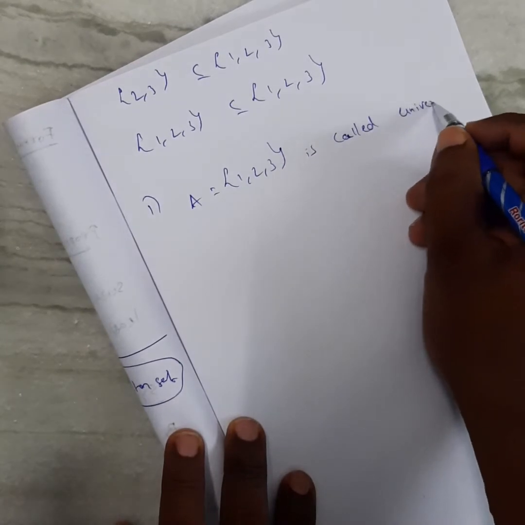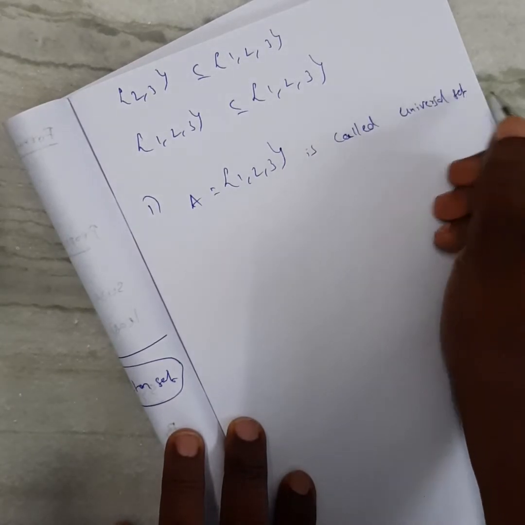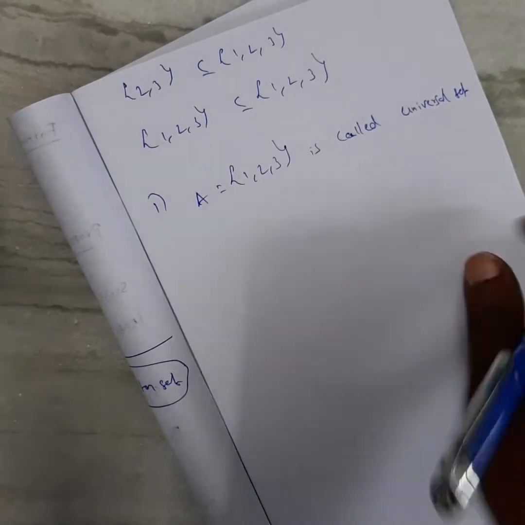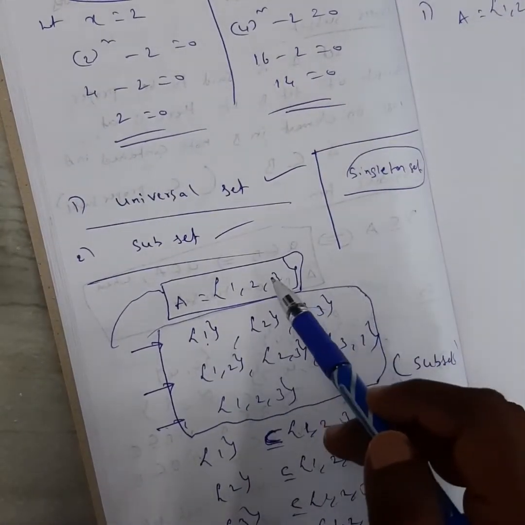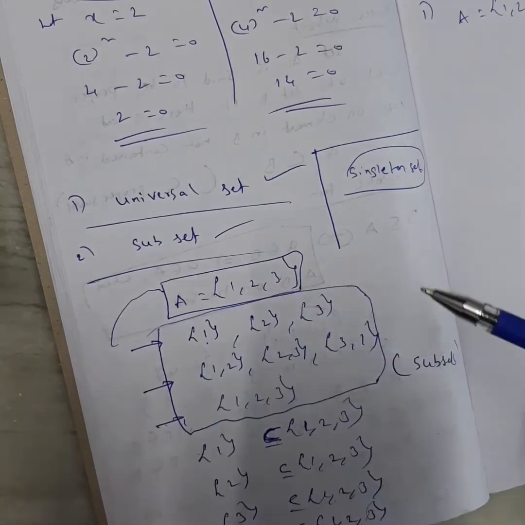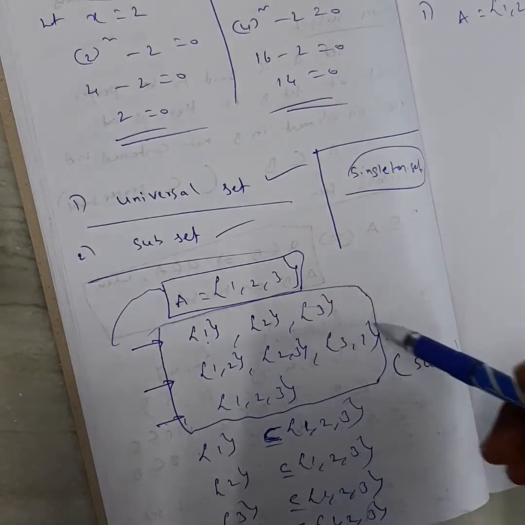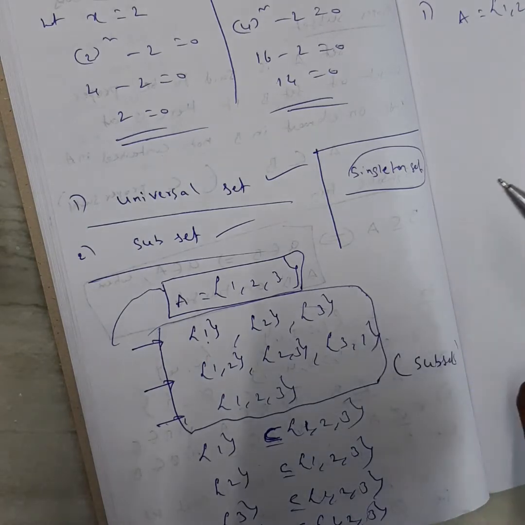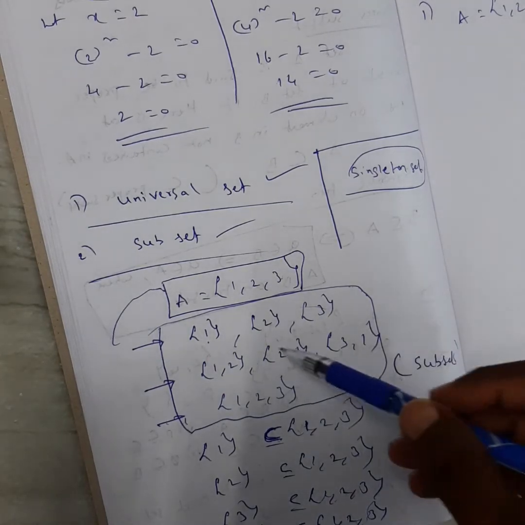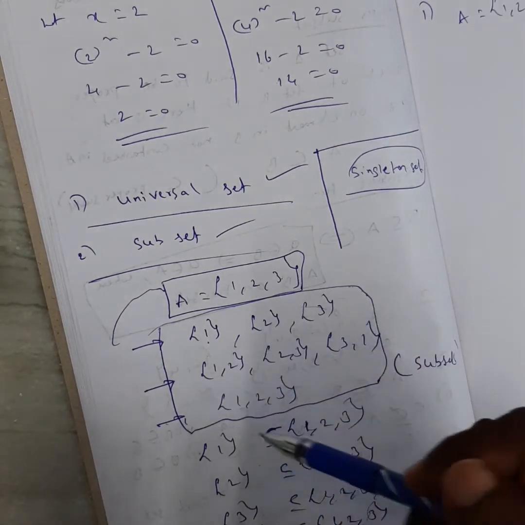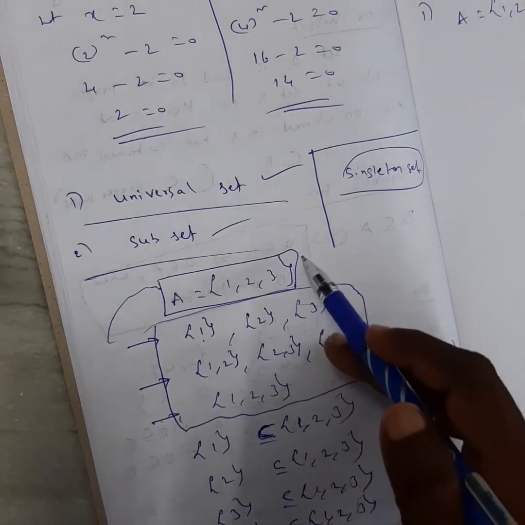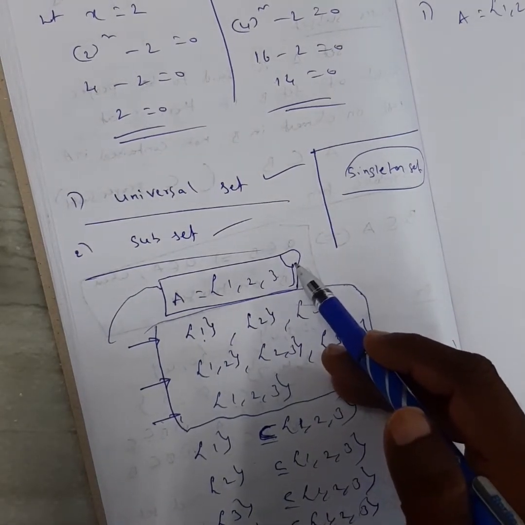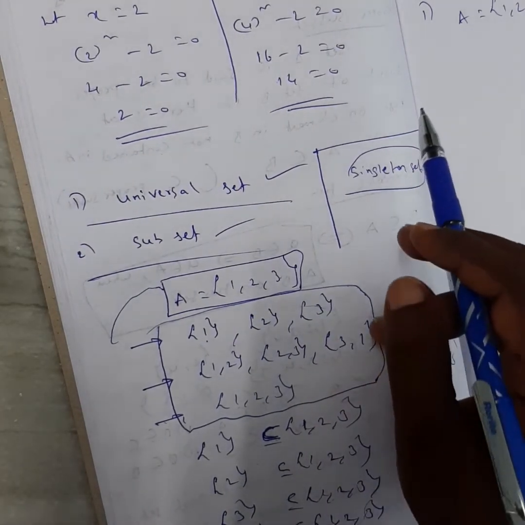universal set. Because from the main set A equal to {1, 2, 3} I created another type of sets: sets containing one element, two elements, and three elements. Like that I prepared different subsets. So all these are subsets of the given set, and A equal to {1, 2, 3} is called a universal set.